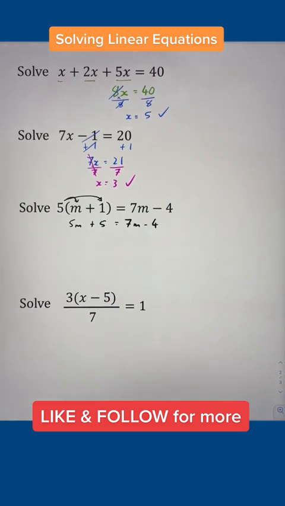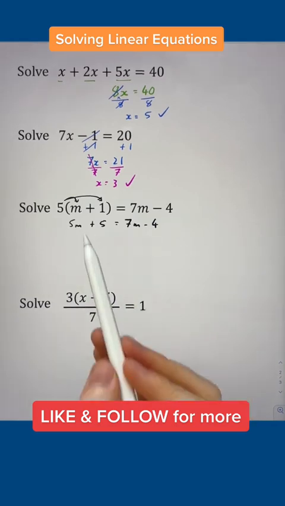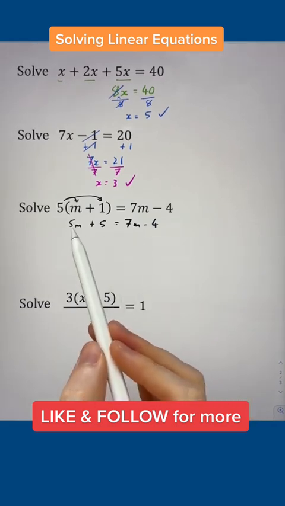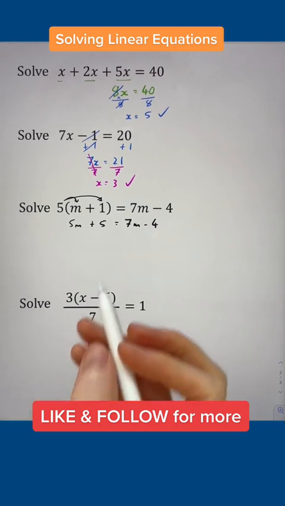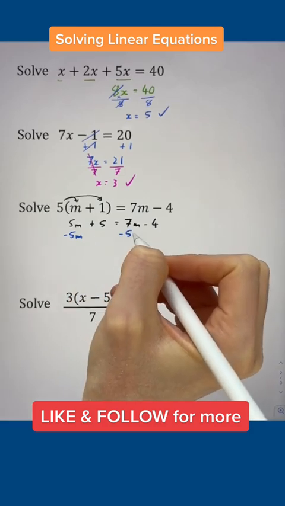As I'm solving for the letter m, I currently have 5m on the left and I've got 7m on the right. As I've got more amounts of m on the right, I'm going to bring the 5m across to the right by doing the inverse. The opposite of add 5m is to subtract 5m from both sides.